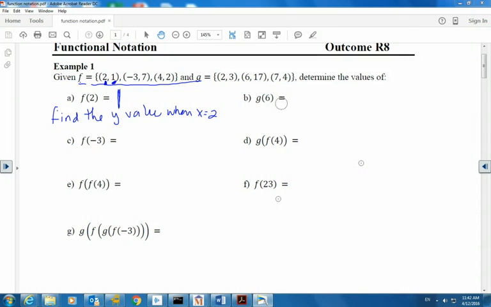Okay, so what is this question asking? What is g of 6 asking for? Find the y value when x is equal to 6 in g. So where can I find x equals 6 here? Right here in this second point. What is the value of y? 17. Make sense? Okay. Now, C is asking for f of negative 3. I'll let you guys try that one. 7. So we're looking at this point right here.